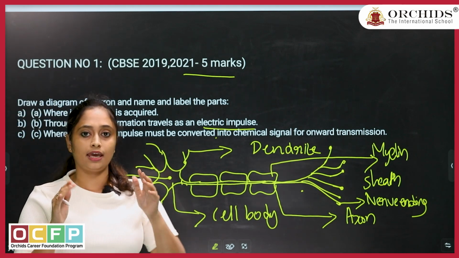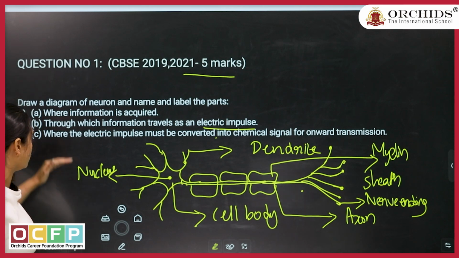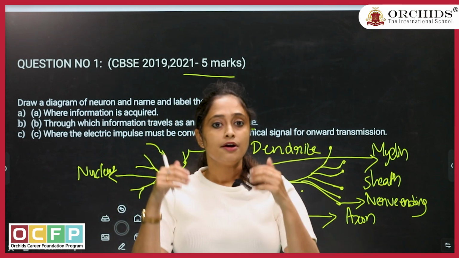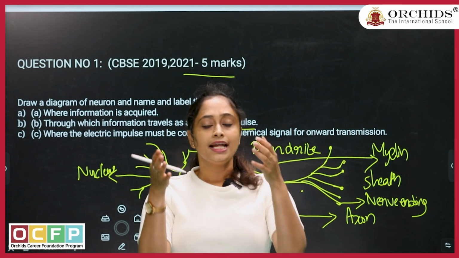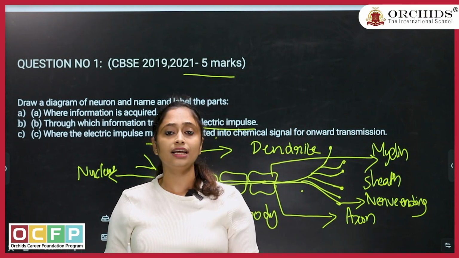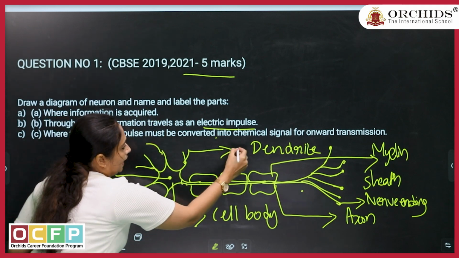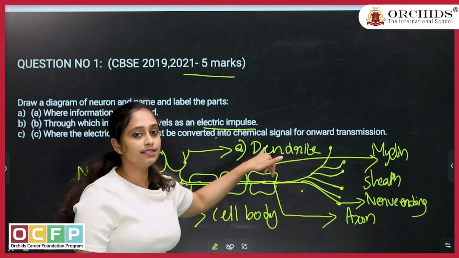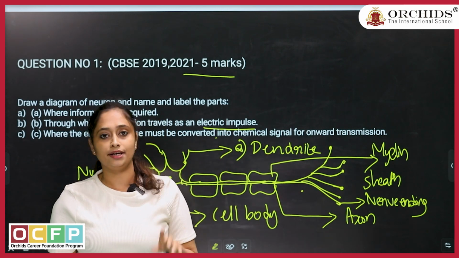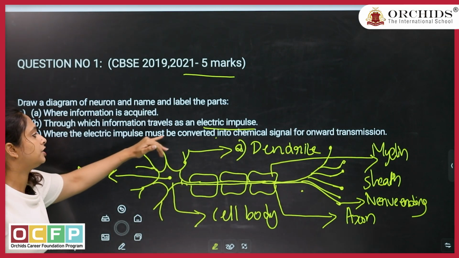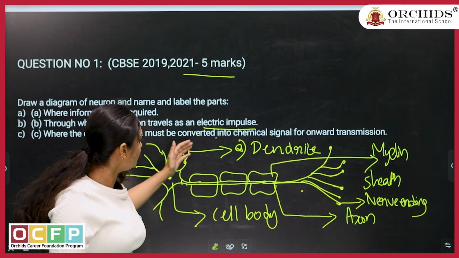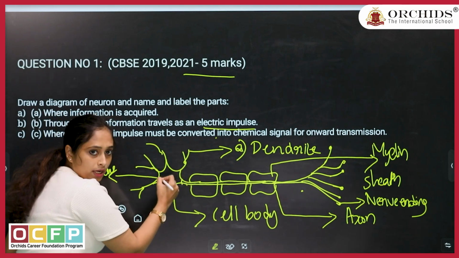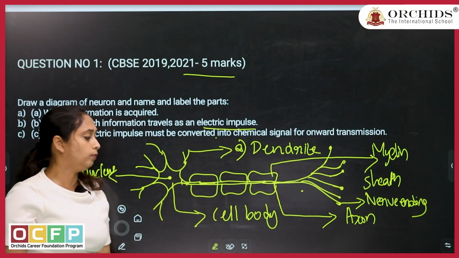I think the neuron structure has come to your mind. Now move to the ABC questions. Where is information acquired? In the case of a neuron, when information or signals come from the atmosphere or external environment, the part of the neuron that first acquires the information is the dendrite. So the answer to question A, where information is acquired, is the dendrite. Now the second question: through which information travels as an electrical impulse. When the dendrite receives the information, it goes to the cell body. After that, the information goes through the long tube known as the axon.